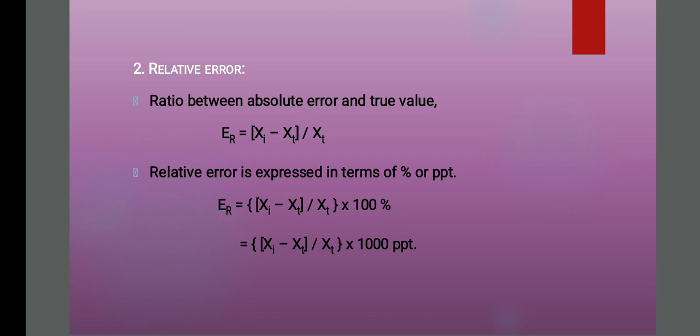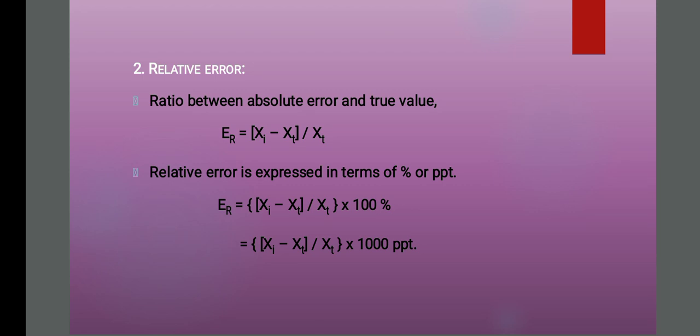I'll repeat. What I mean by the absolute error is the difference between the individual value and the true value, which is called the absolute error. And now what you are going to learn is relative error. Relative error is defined as the ratio between absolute error and the true value. Absolute error we have already calculated. You divide it by the true value, and we get the term called relative error.